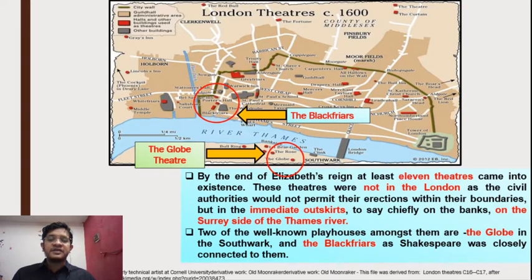By the end of Elizabeth's reign, at least 11 theatres came into existence. These theatres were not in London, as the civil authorities would not permit their erection within their boundaries, but in the immediate outskirts, chiefly on the banks on the Surrey side of the Thames River. As you can see, two of the well-known playhouses among them are the Globe Theatre in Southwark and the Blackfriars, as Shakespeare was closely connected to them.